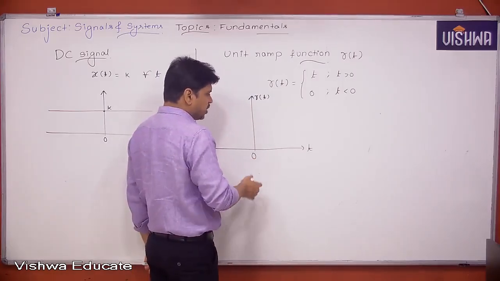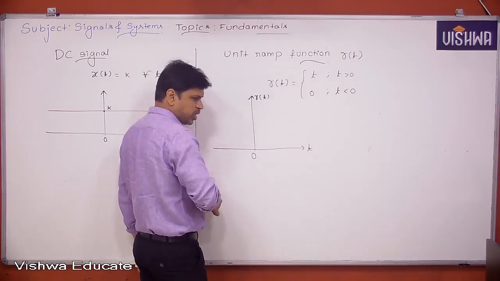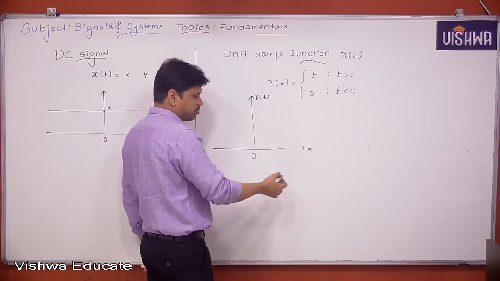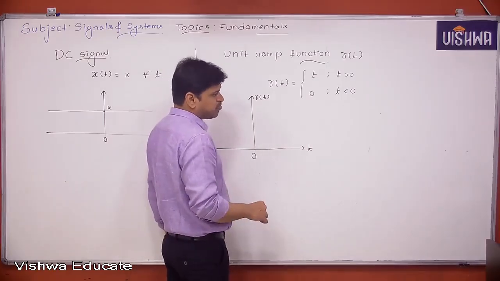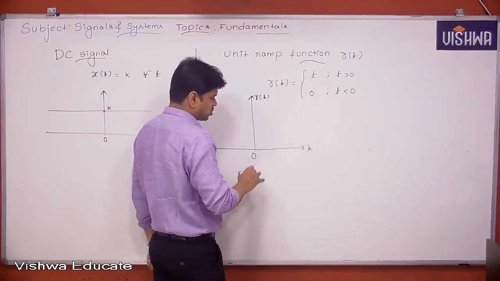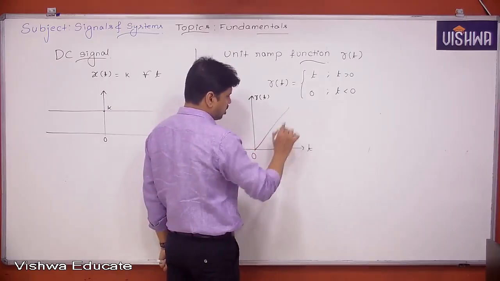What is the line y is equal to x? Actually, it is a straight line passing through the origin. It exists for negative values of time and positive values of time. But in the ramp function, it exists only for positive values of time. So this is how it looks.